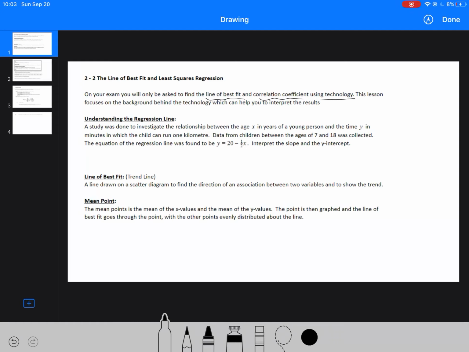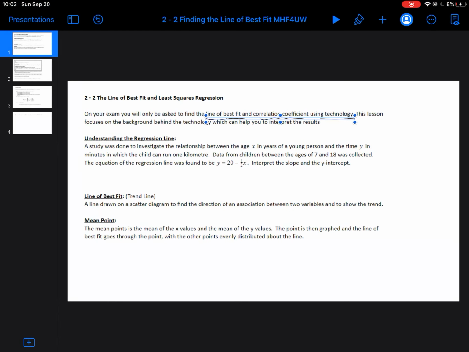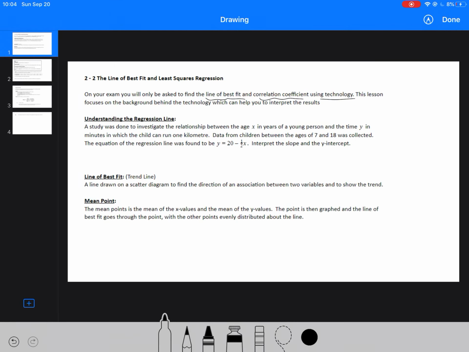So first thing that you need to be able to do is understand the regression line. A study was done to investigate the relationship between the age X in years of a young person and the time Y in minutes in which the child can run 1 kilometer. Data from children between the ages of 7 and 18 was collected. The equation of the regression line was found to be y equals 20 minus 1/2 x. Interpret the slope and y-intercept. So this is an example of a question where you have a regression line and you're asked to interpret the results.